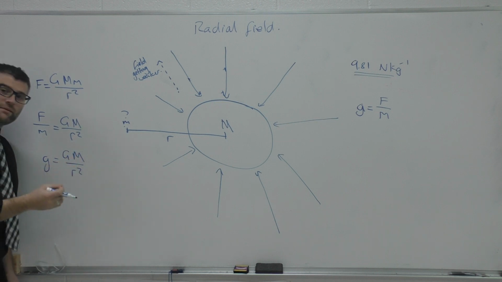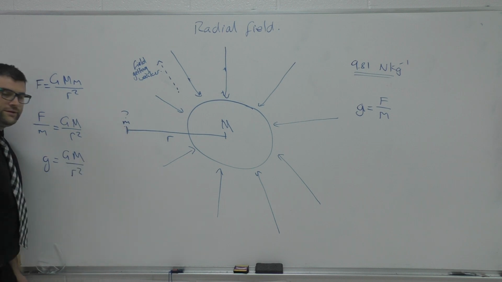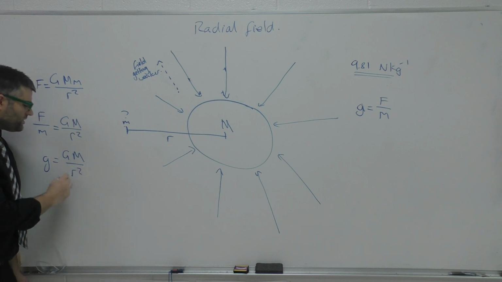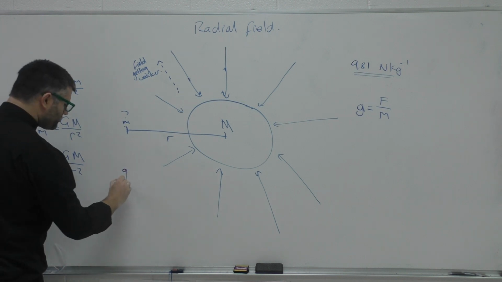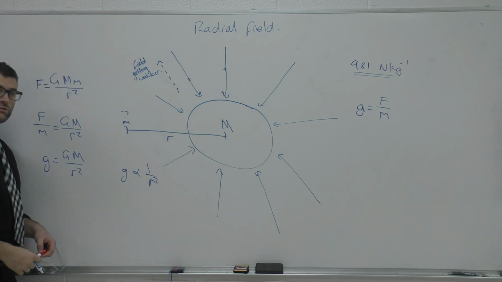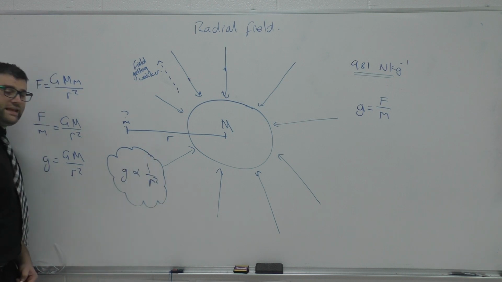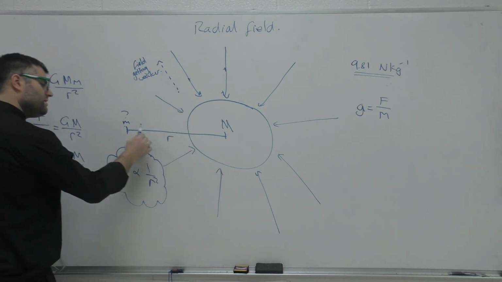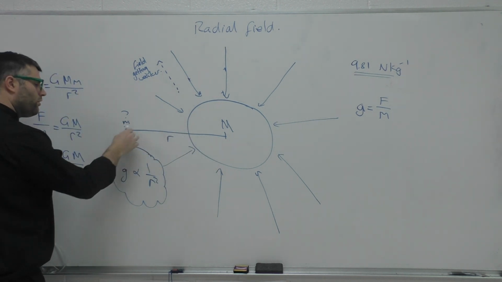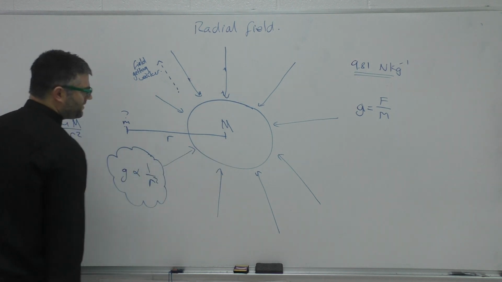And what's the real variable here? Well, the real variable is the distance. And notice how it changes. It changes inversely proportional to r squared. So we can say that the field strength is inversely proportional to r squared, or proportional to 1 over r squared. And that is what we like to call the inverse square law, which explains why the field strength gets weaker and weaker as we get further and further away from the center of mass of the Earth.